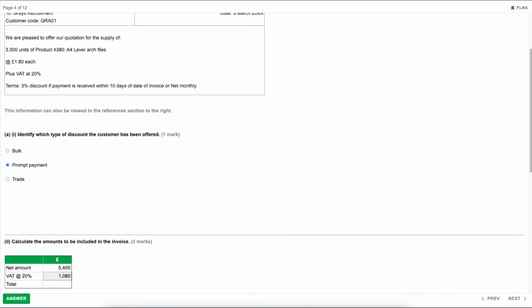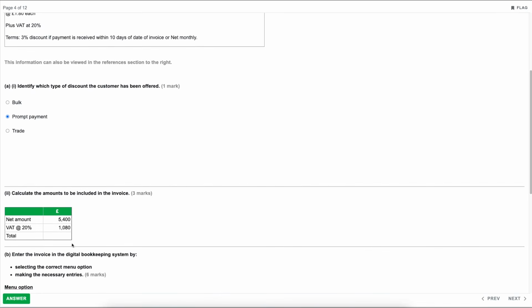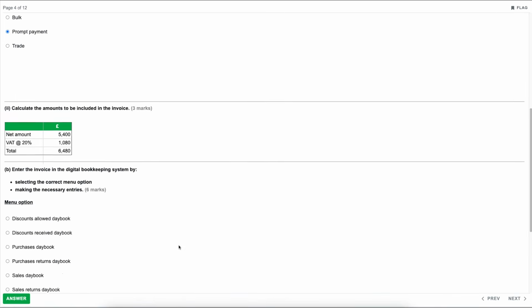And then last of all, the total. So all we need to do for the total is add the net amount to the VAT, and that gives you a total amount of 6,480. Again, hopefully nothing too complex there. That was for 3 marks, so 1 mark for each box.